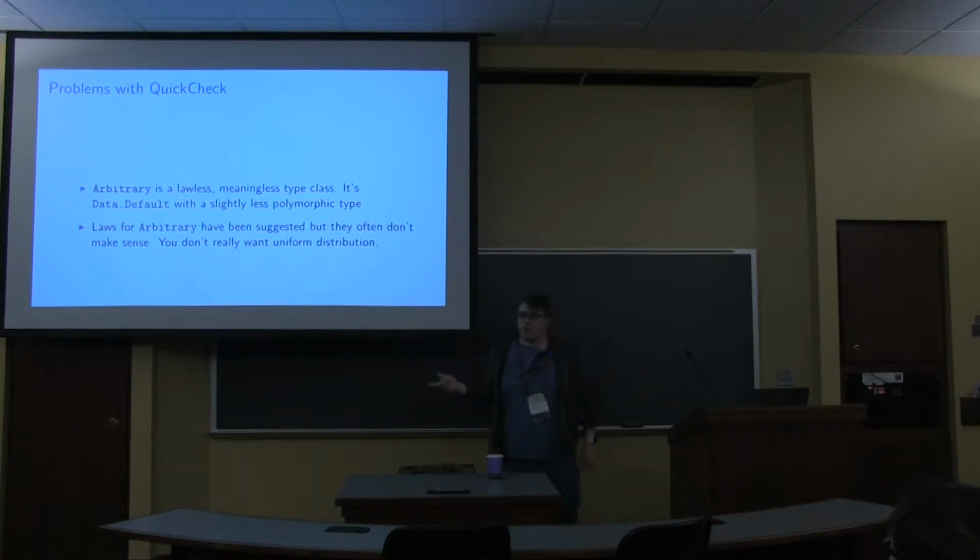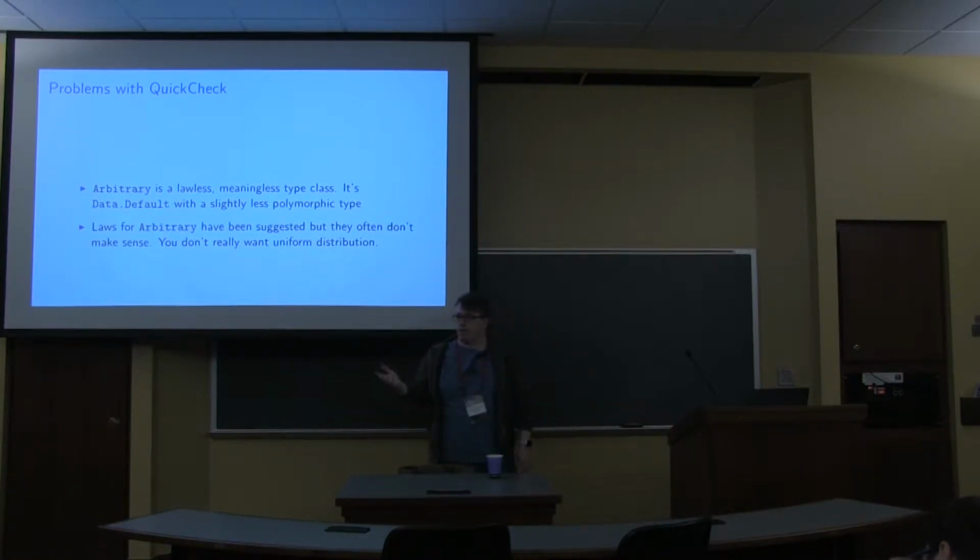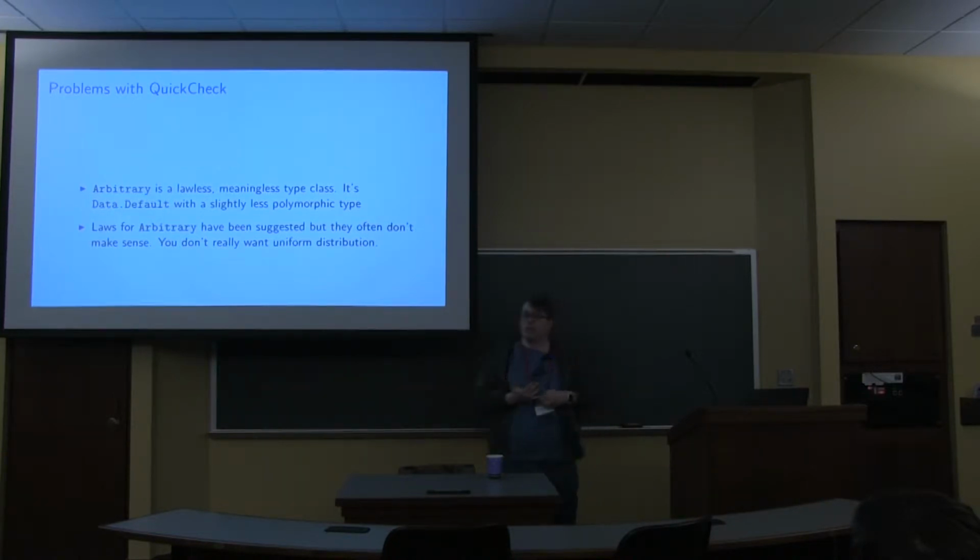People have suggested laws for Arbitrary. Uniform value distribution is one law they've suggested, because that's usually what you want out of a uniform distribution random function, right? Why might you not want uniform value distribution out of a generator? Edge cases. You want to check those first thing every time, pretty much, right? So edge cases for a type like Int would be 0, -1, 1, minBound, maxBound. You want to check those 5 pretty much every time, right? So uniform distribution isn't really a great law. It sounds nice to people who like math, but for the rest of us who actually need to break our software, it's not very helpful.